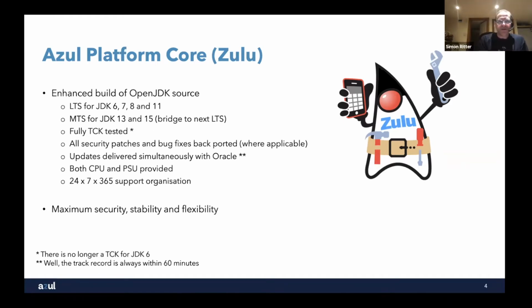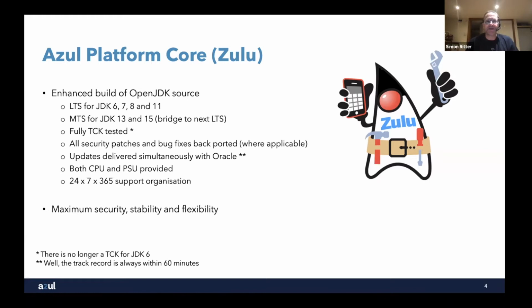All of our builds are TCK tested, and I've put an asterisk there because technically not all of our builds are TCK tested. The reason being that JDK 6, because it's so old now, Oracle stopped supporting it, and that means there isn't actually a valid TCK that we can use for that. Everything else we do test.